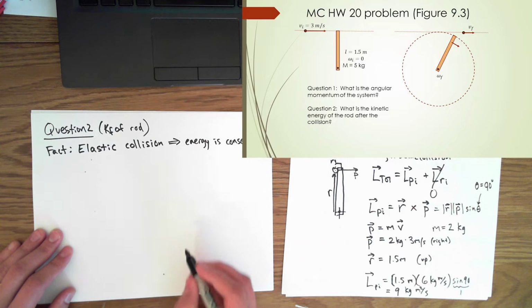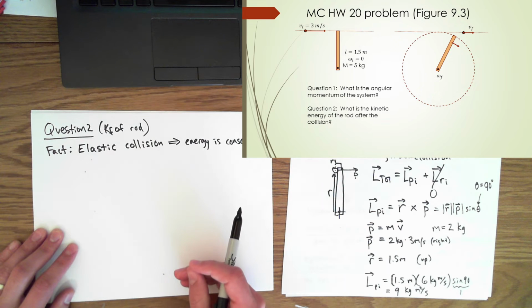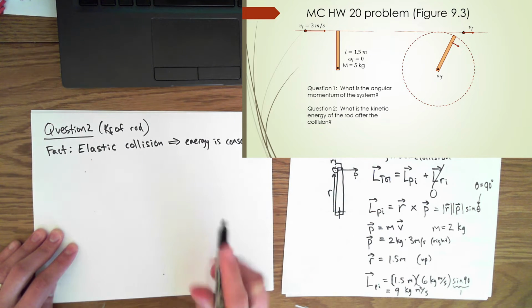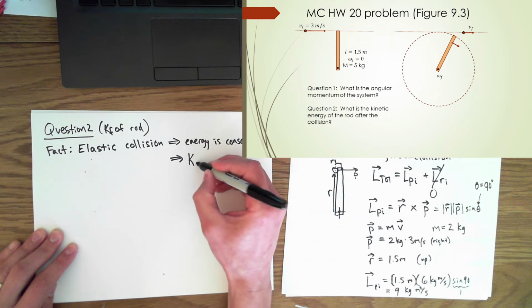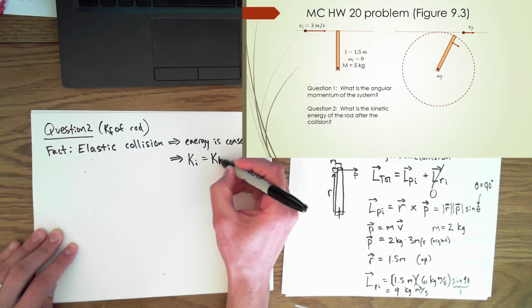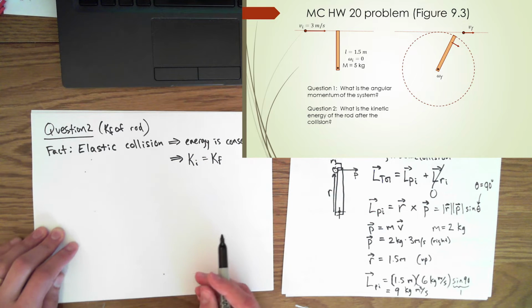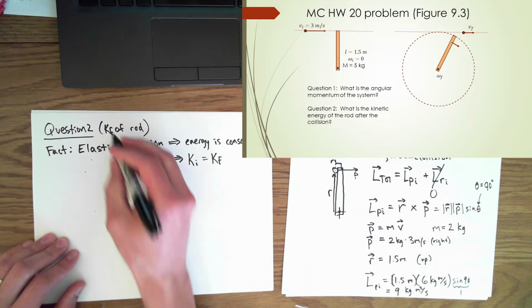So, in other words, in this problem, since there's no potential energy to think about, remember I said there's no gravity that's pulling the rod down or anything like that, this means that K initial is equal to K final. So if you can figure out the initial kinetic energy and the final kinetic energy, that can probably eventually get us to the final kinetic energy of the rod.